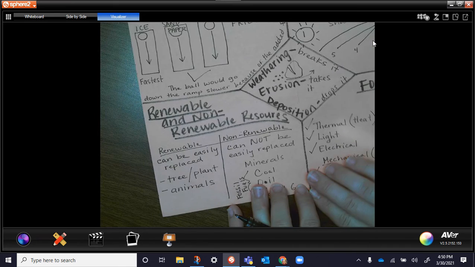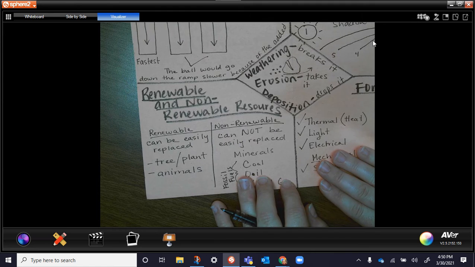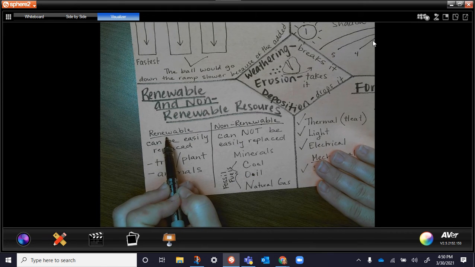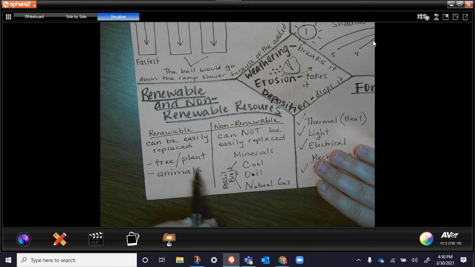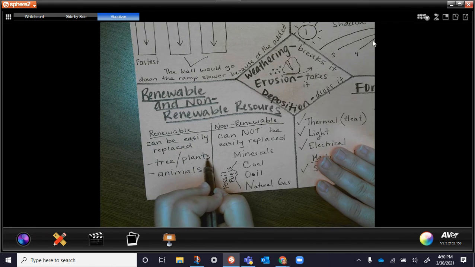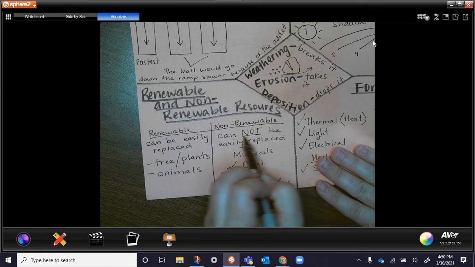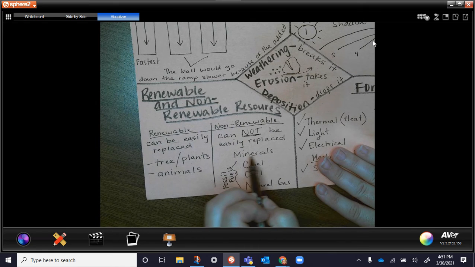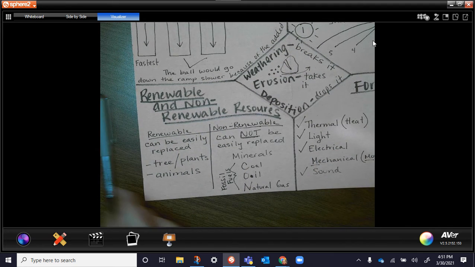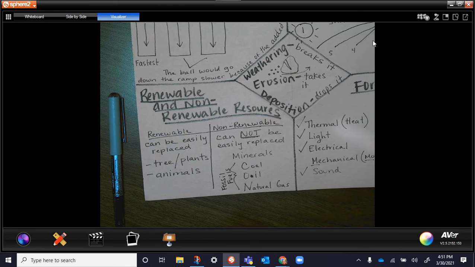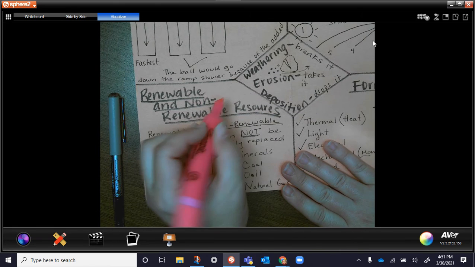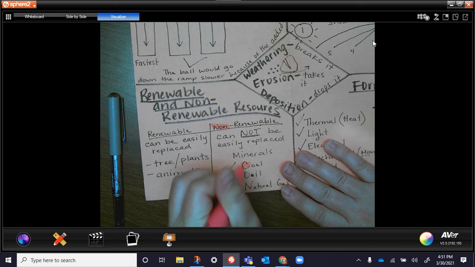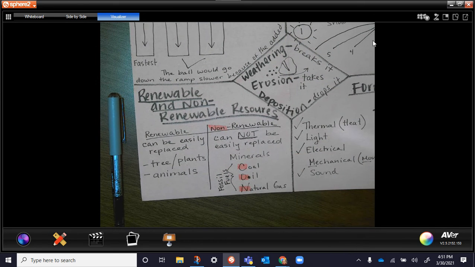All right, renewable and non-renewable resources. You have two categories for Earth's resources. They can either be renewable, meaning they can be easily replaced, like our trees and plants and animals, or they can be non-renewable, meaning they cannot be easily replaced. Things like minerals, your fossil fuels, coal, oil, natural gas, these things take a very long time to form. We will not see them replaced in our lifetime. They take millions of years, and because of that, we call them non-renewable resources. That non means that they are not renewable.